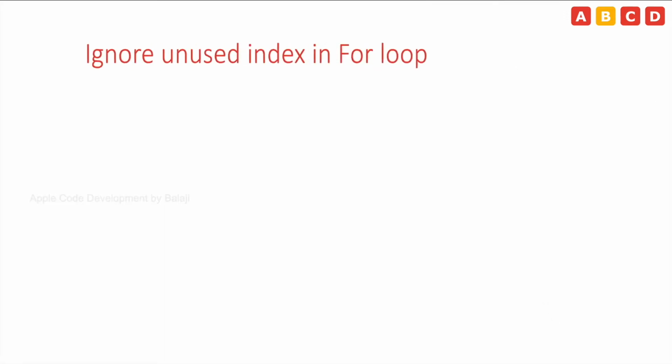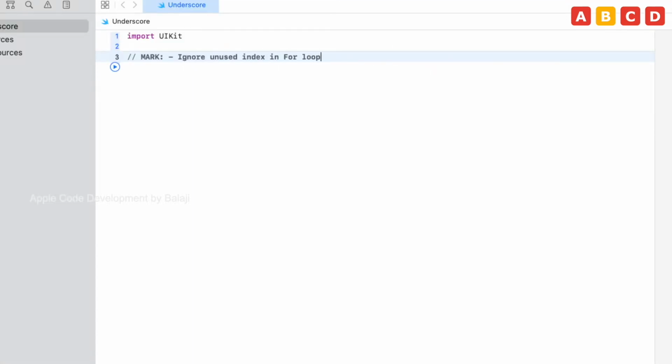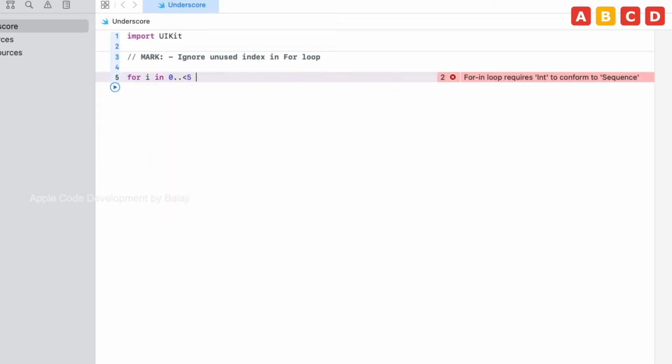The first topic is ignore unused index in for loop. Let me create a for loop. For i in 0 to 5, print hello. Here we are printing hello 5 times, and note that we are not using the index i value for each looping. If we are not using the index, we can delete it, right? No. As per the Swift syntax, we have to have a property for the index here. So in that case, we can use underscore. This means it's an unused and unnamed property.